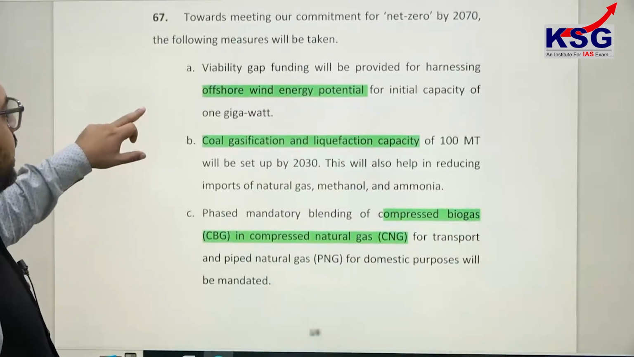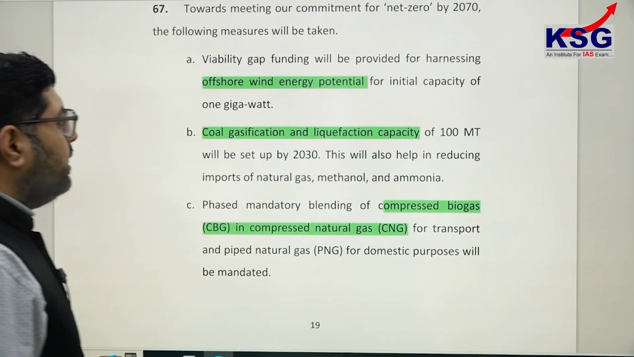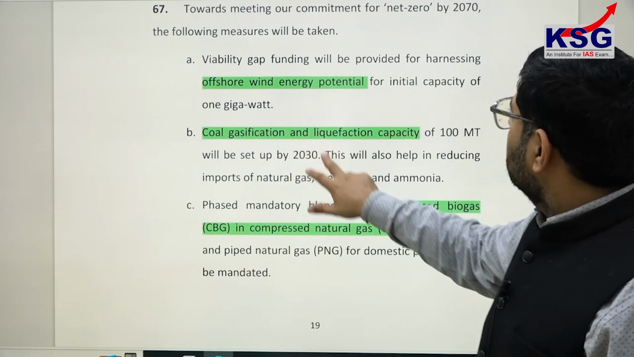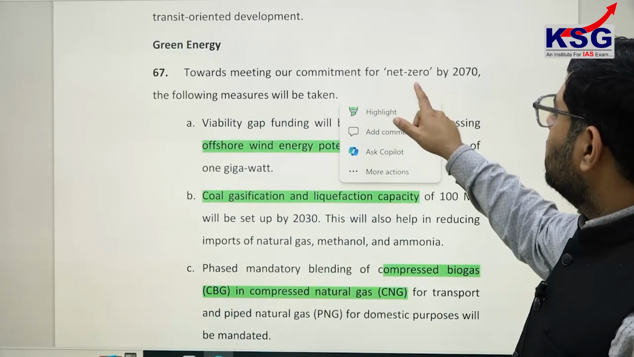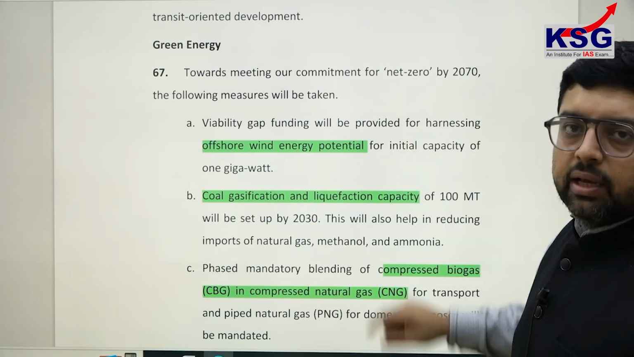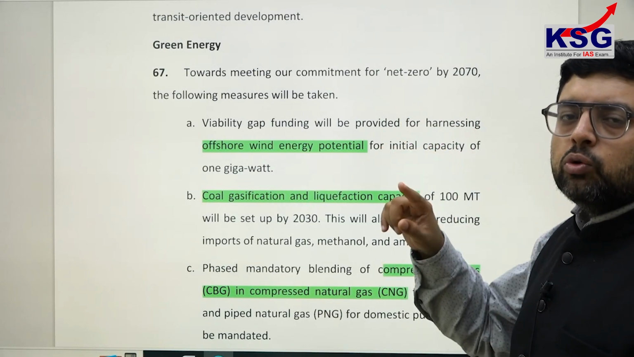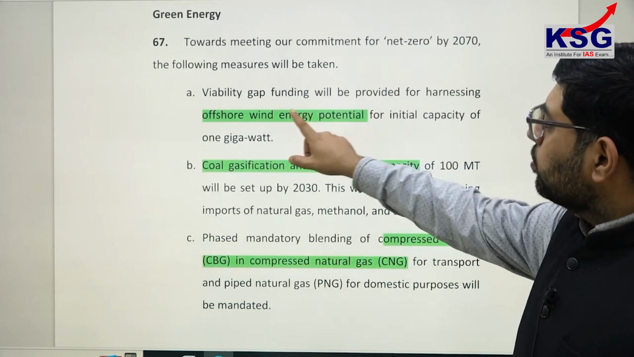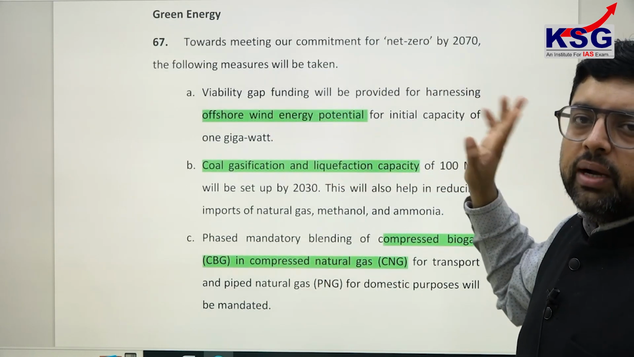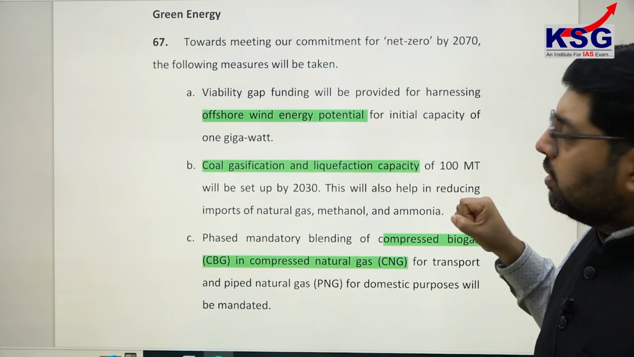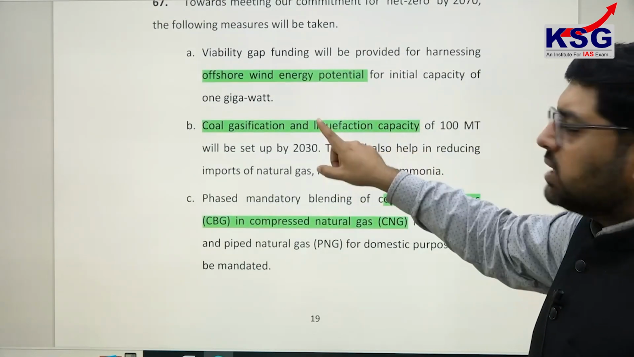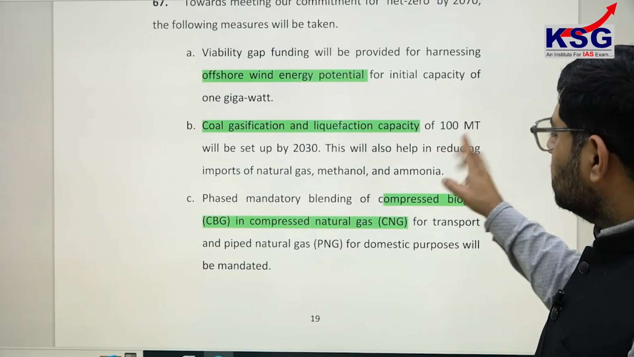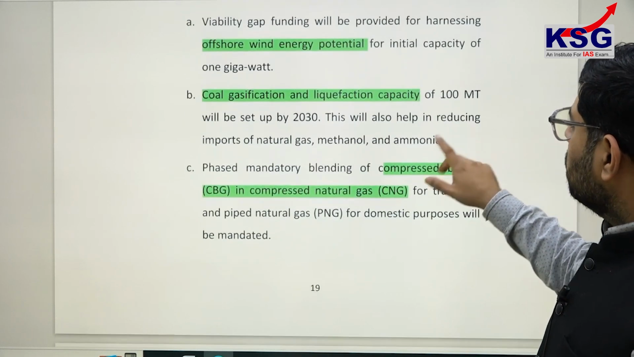Next is green energy. When we talk about green energy, first of all, the government is emphasizing its commitment under net zero by 2070. Through solar rooftop, we talked about solar energy. Now the government has also talked about offshore wind energy. The government is interested in tapping offshore wind energy. Second, the government is interested in tapping coal gasification and liquefaction capacity. So this is what you have to remember.